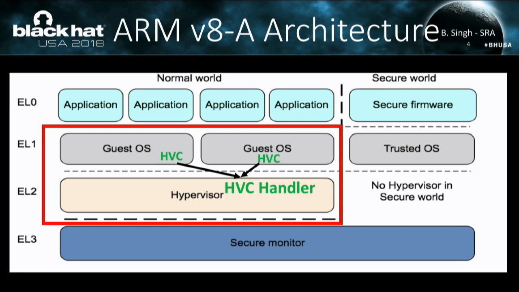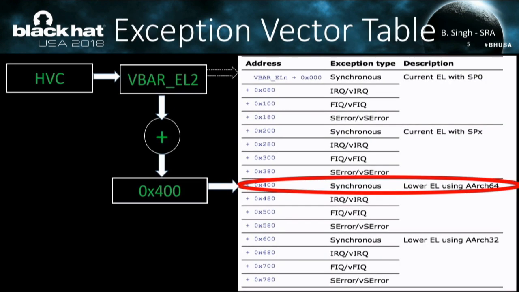The moment any exception occurs, the CPU executes its corresponding handler code. The location where these handlers are stored is called the exception vectors, and these vectors are stored in a special table called the exception vector table. Every exception level has its own vector table. EL1 will have its own, EL2 will have its own, and similarly EL3. In this talk we will just talk about the EL2 exception vector table, because we are just talking about hypervisors.